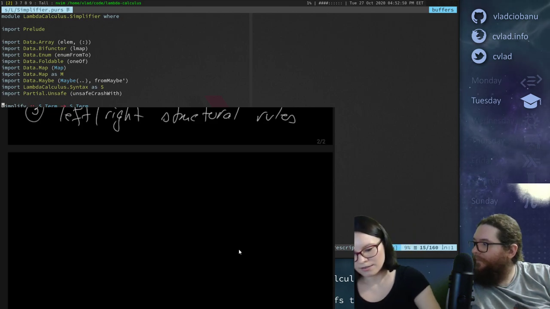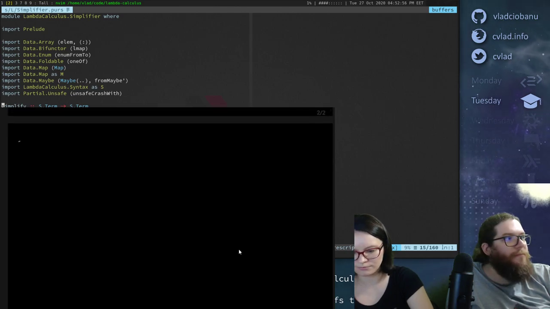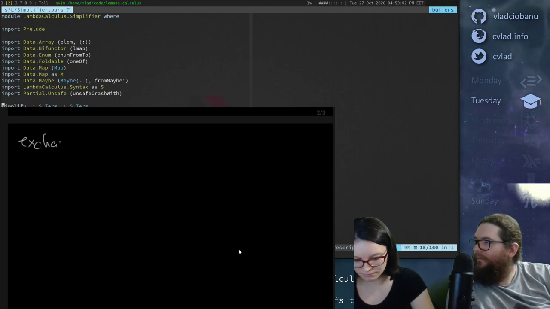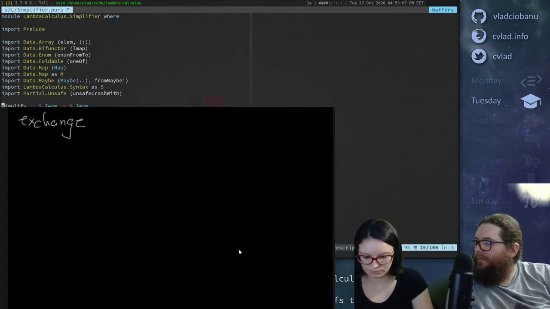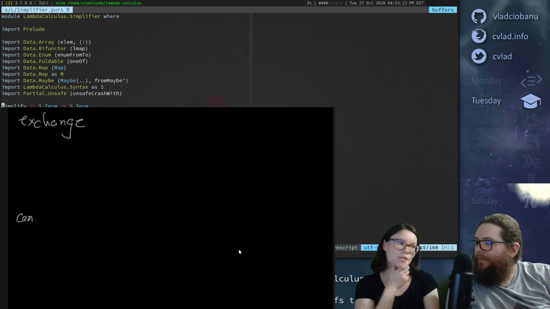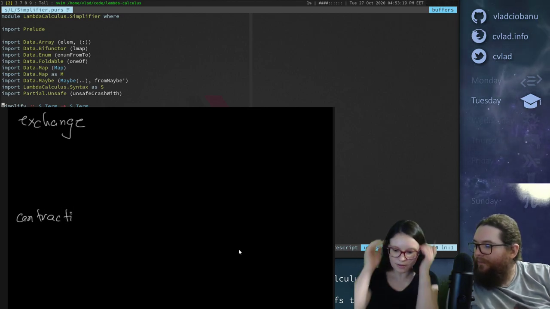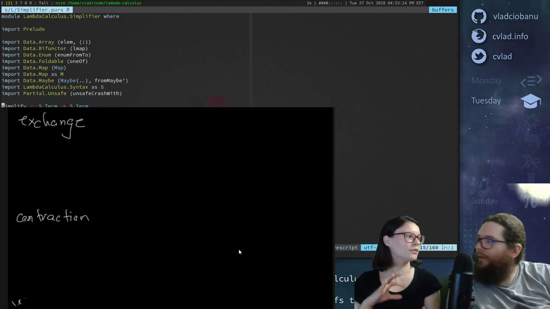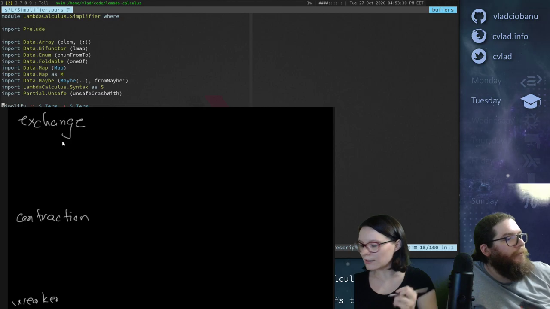You will say exchange, contraction, and weakening. And I will write them just like this, and you have left exchange, right exchange, and so on for the rest. Either they work on the hypothesis or they work on the conclusion, so either on the left side of the special symbol or on the right side. So exchange says something like this.